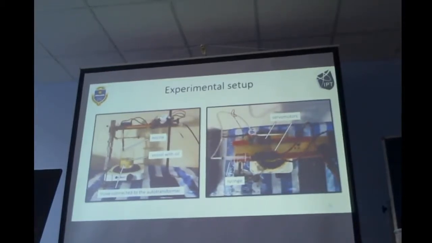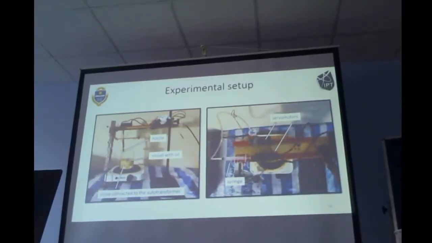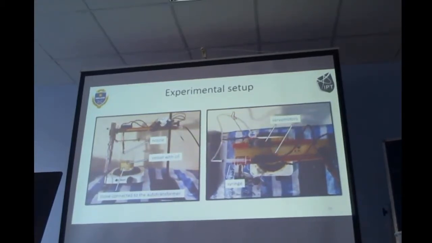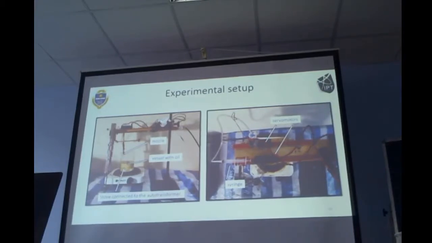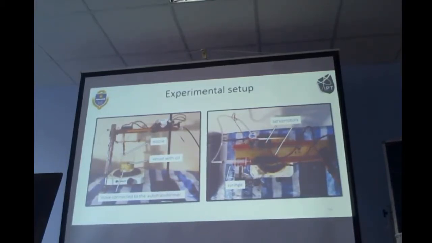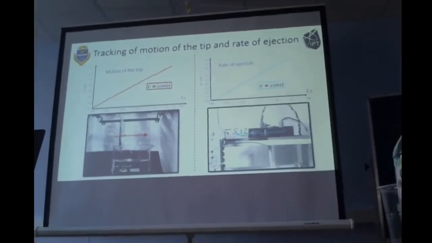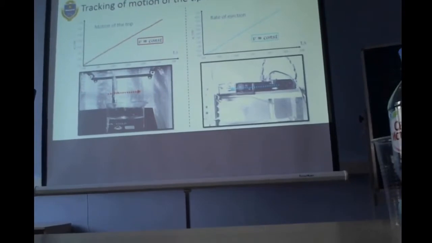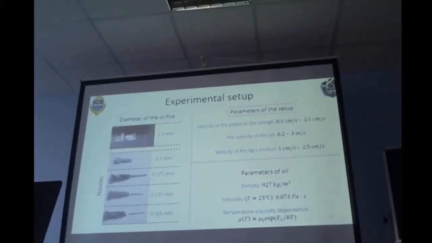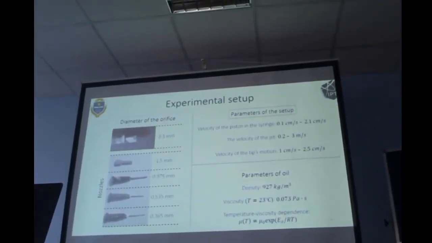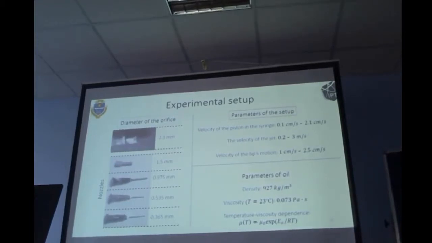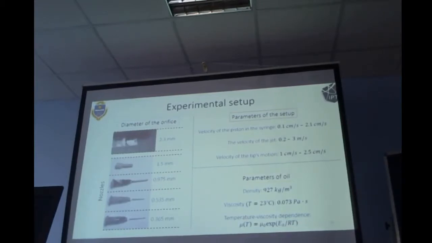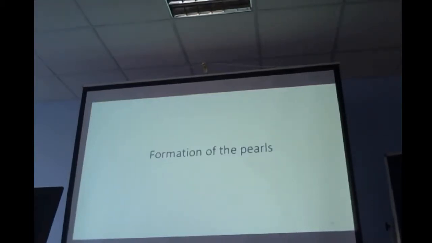In order to control the parameters of pearls formation, we controlled the temperature in our experimental setup using a heater connected to an autotransformer. We tested the uniformity of ejection and the motion of the horizontal tip. You can see in our experimental setup all parameters, and we changed the diameters of 5 nozzles. Now we can consider the formation of the pearls.